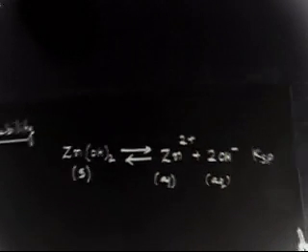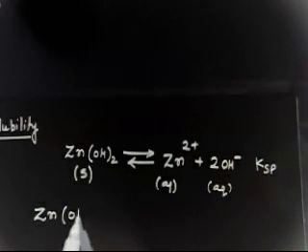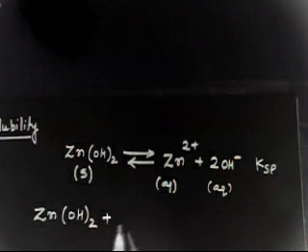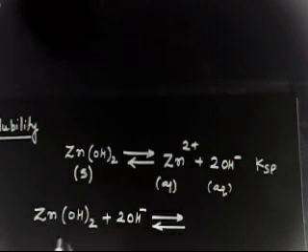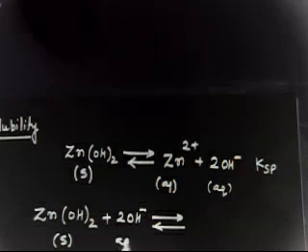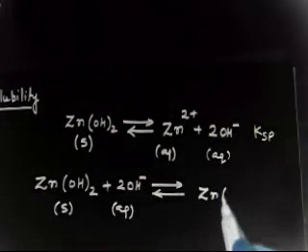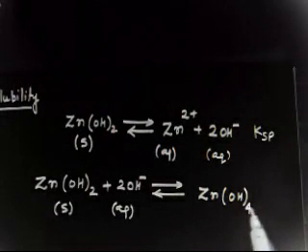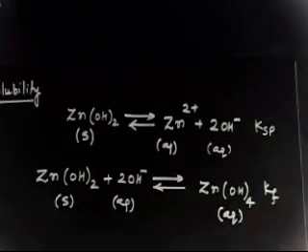We have another reaction that is given: Zn(OH)2, this is solid, plus 2OH minus, this is aqueous, and this forms Zn(OH)4. And the formation constant is given to you for this reaction, Kf.